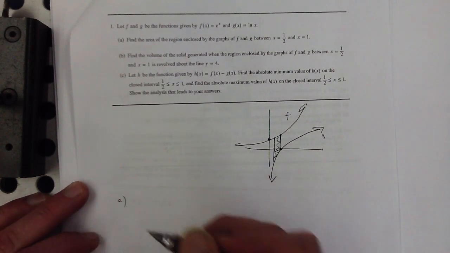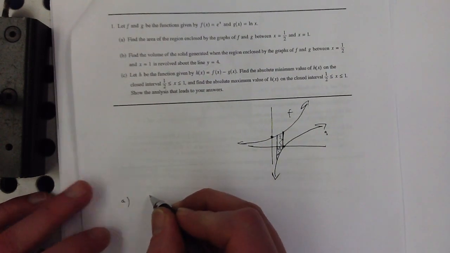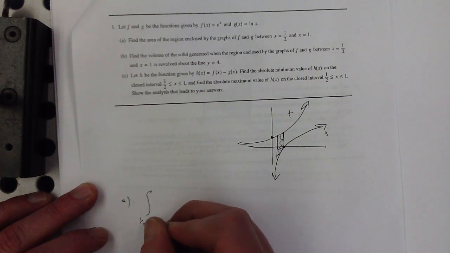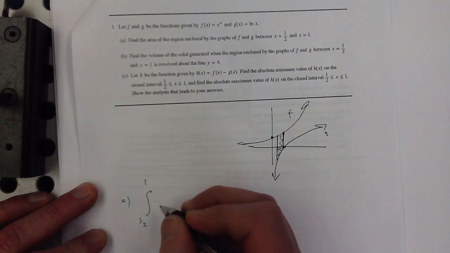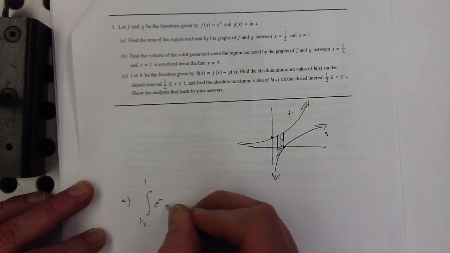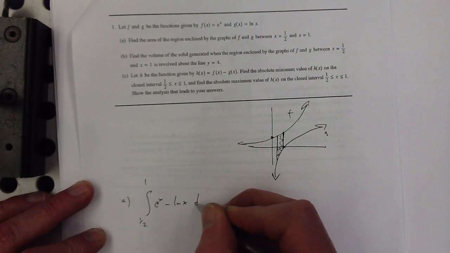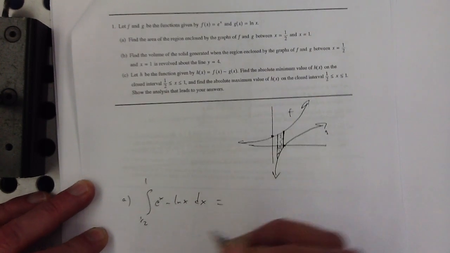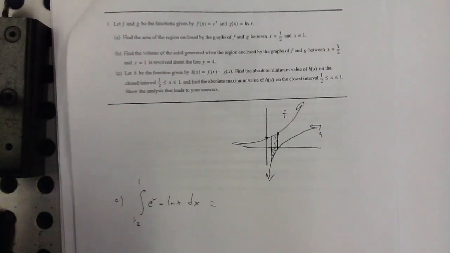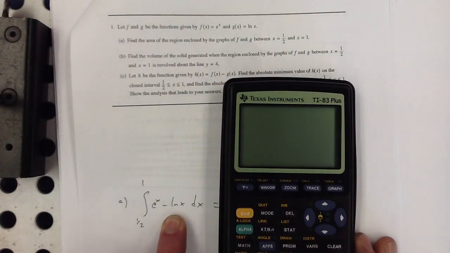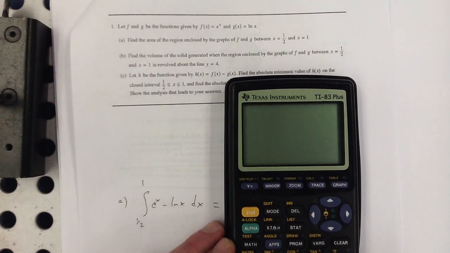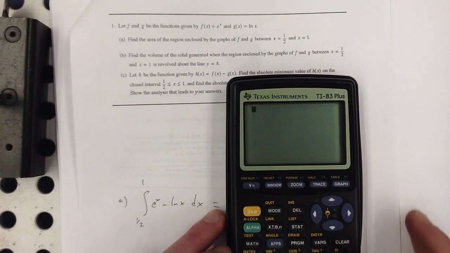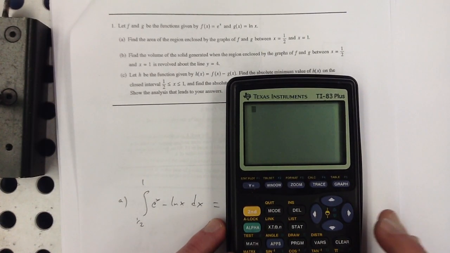Alright, so part A, what is the area of that? That is the area from 1/2 to 1. The top function is the e to the x, minus natural log x dx. You could do that by hand, although remember the antiderivative of natural log x involves integration by parts. But anyway, calculators are allowed on this one, so let's do it that way.